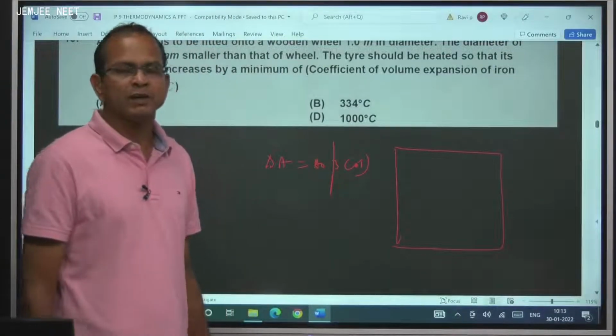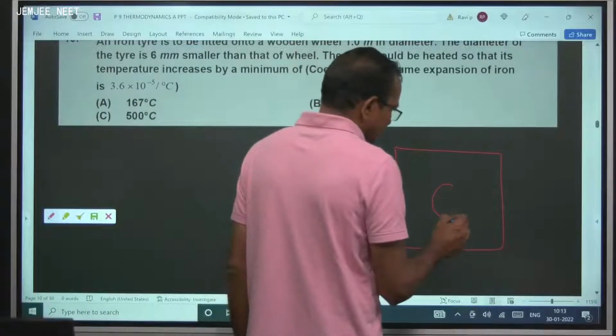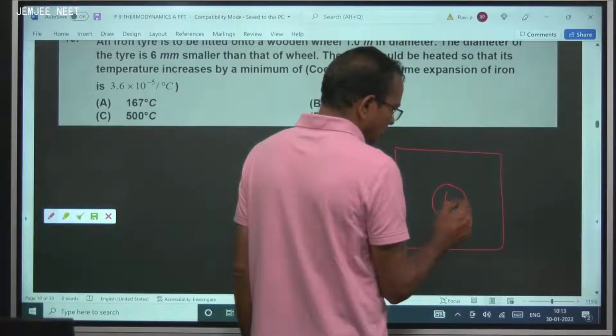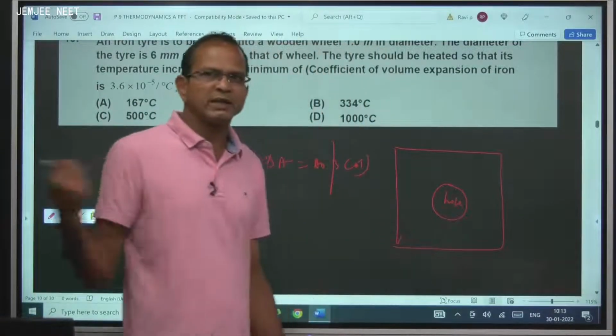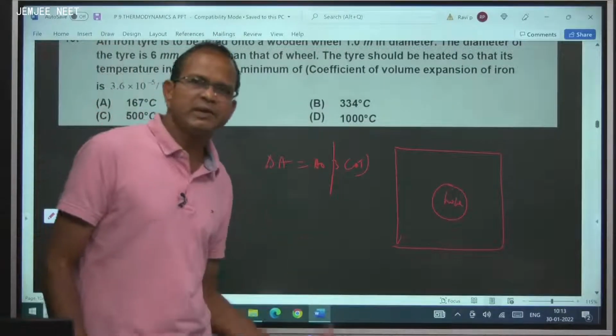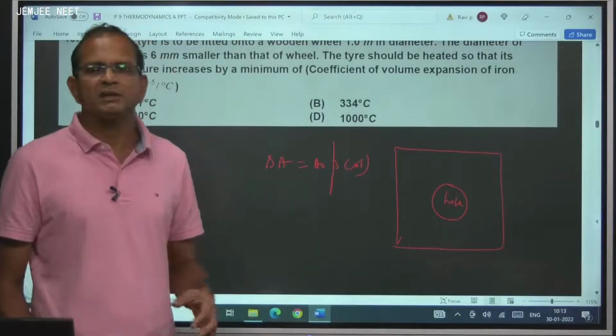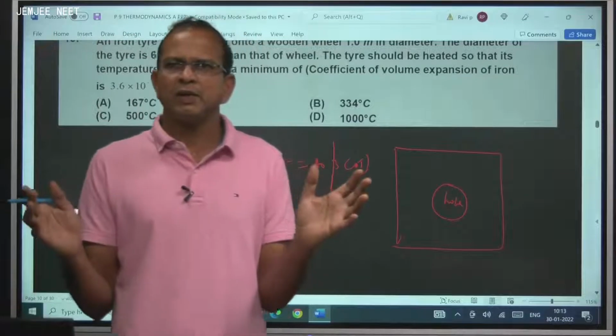Now what am I going to do? I am going to make a drill in it, a hole. I drilled a hole in it and cut it out. Now I am heating it. Now the question is, will the hole's area expand or contract?